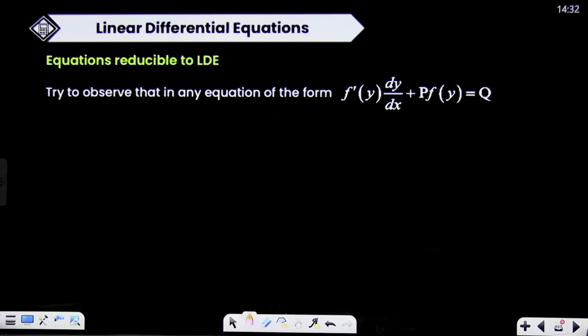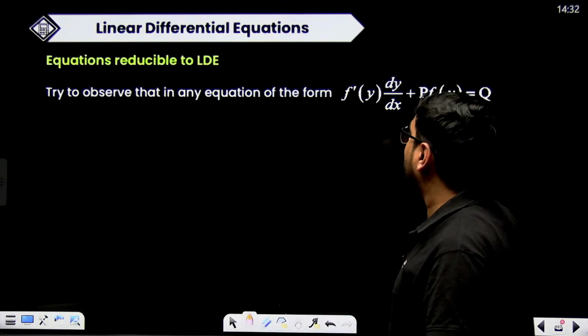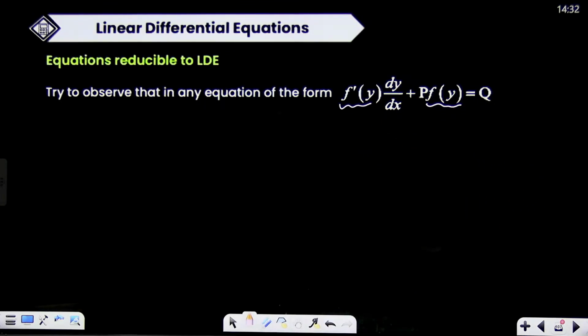Equations which are reducible to linear differential equations. If you have f of y with p and f dash of y with dy by dx, in this case we can say that this type of particular equation is reducible to a linear differential equation.